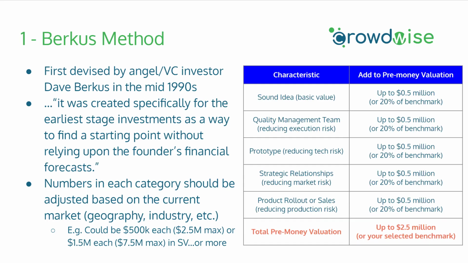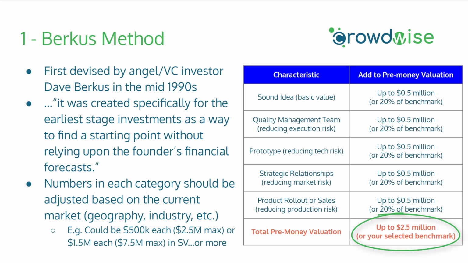The 5 characteristics of the Berkus method are: sound idea, basic value; a quality management team, reducing execution risk; prototype, reducing technical risk; strategic relationships, reducing market risk; and lastly, product rollout or sales, reducing production risk. As we mentioned, the way this works is that each of these gets assigned a value up to $500,000 in the traditional Berkus method, which would result in a total startup value of up to $2.5 million.